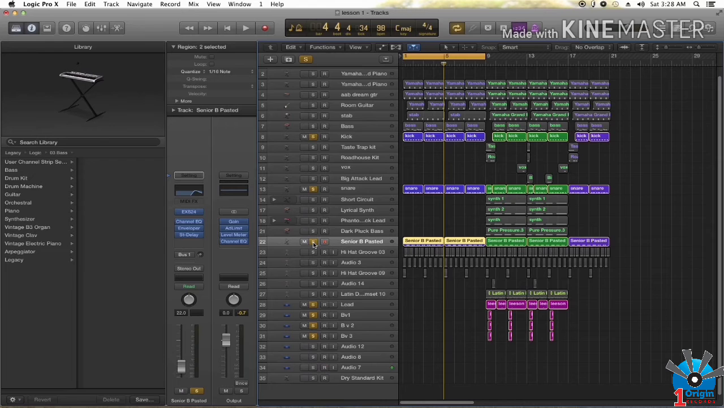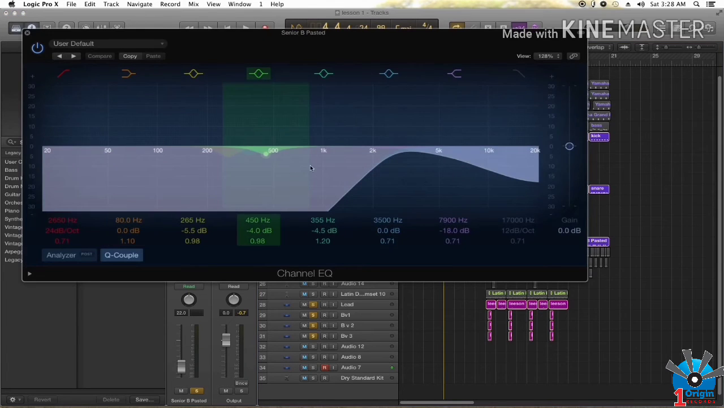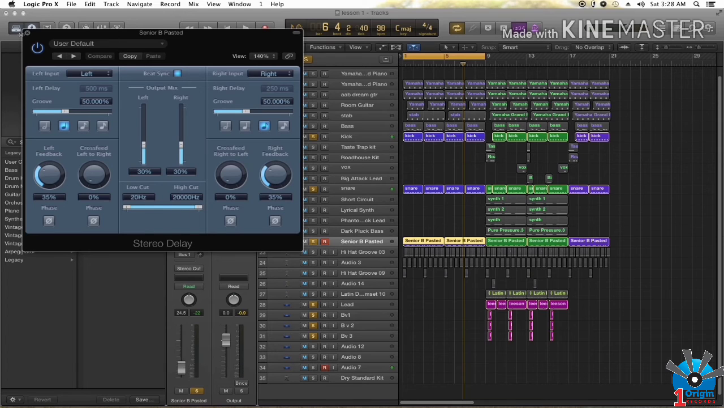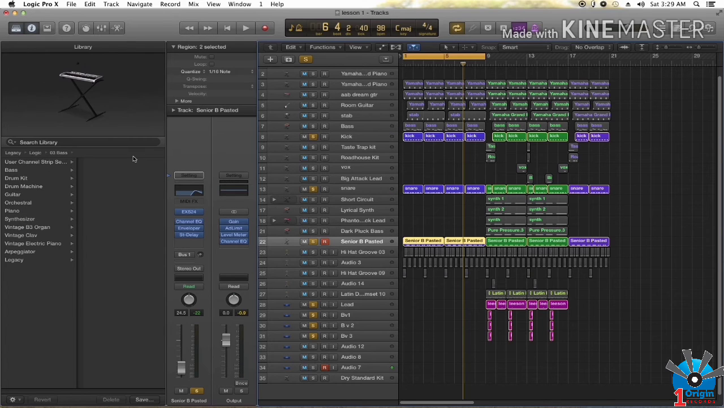More drums here. We have something that is playing a hi-hat. This sample is from Senior B. It has been EQ'd to cut off most of the low end and reduce the high end so that we can just have... we would put a delay on it just so it can double or triple on the left and the right.